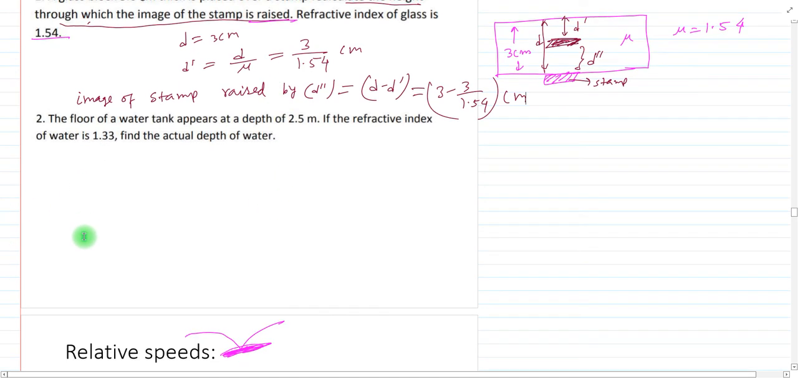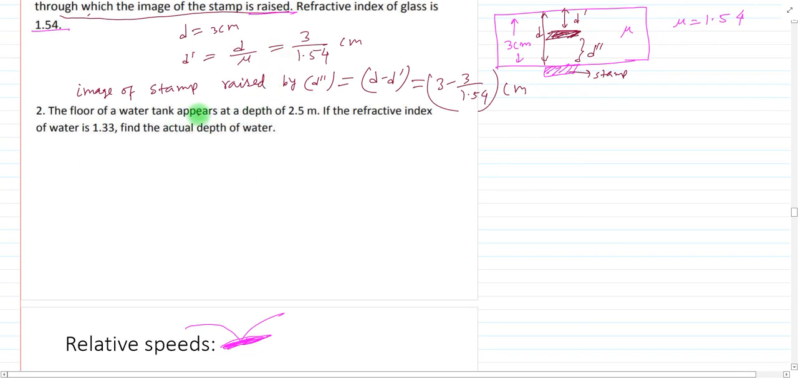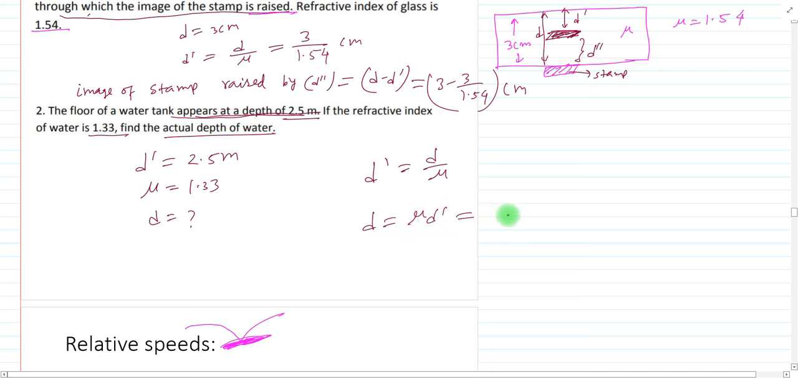The next problem: the floor of a water tank appears at a depth of 2.5 meter. If the refractive index of water is 1.33, find the actual depth. Appears at depth means apparent. So here d dash is 2.5 meter and mu is given as 1.33. We have to find d. And we know d dash equals d by mu for depth, so d will be mu times d dash. So mu is 1.33 and d dash is 2.5, and it can be calculated.